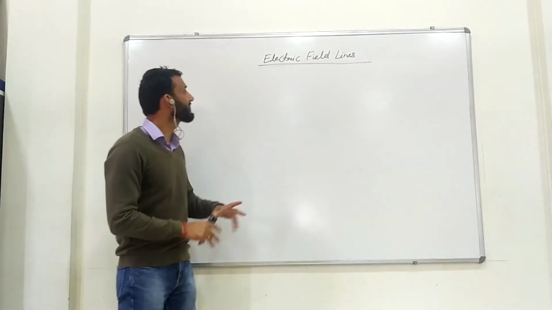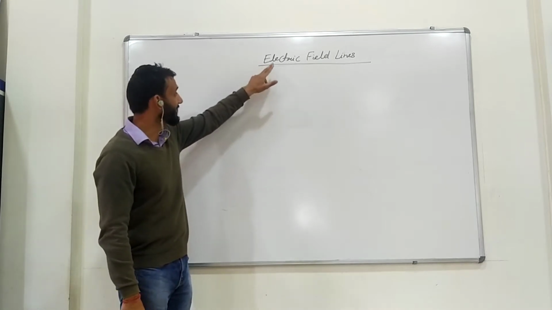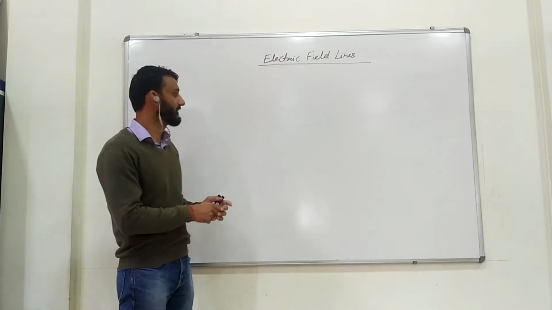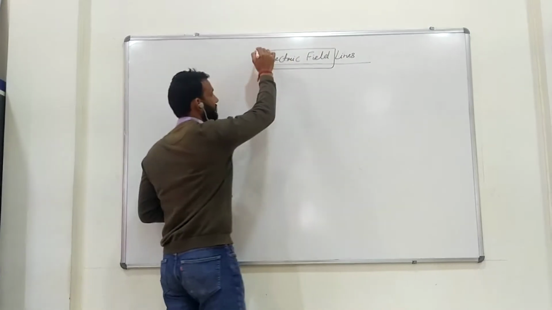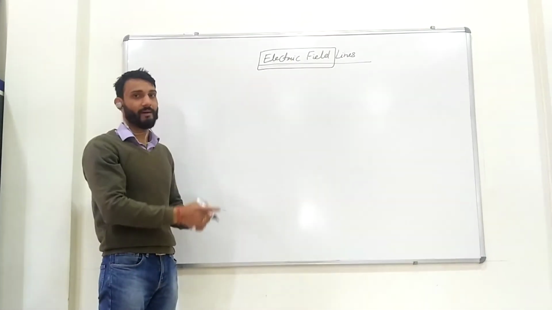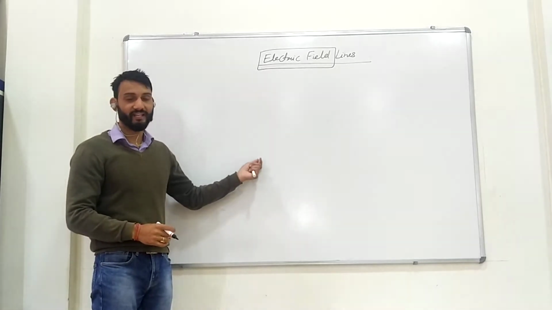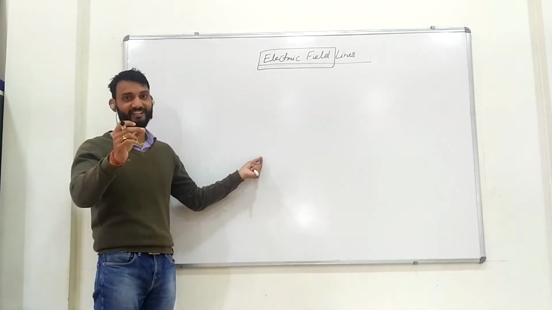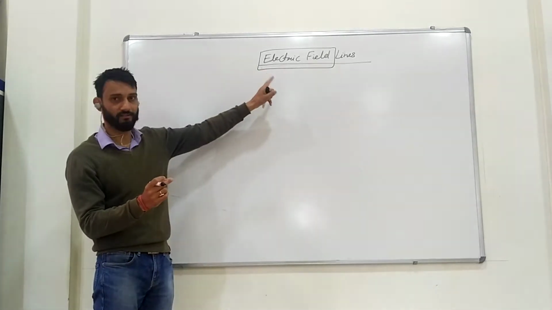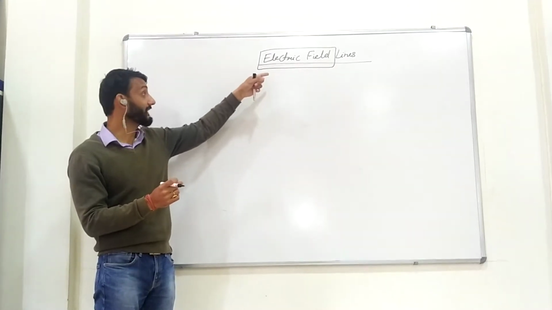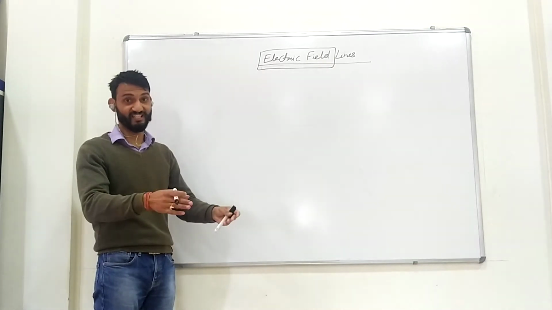Today we study another topic of the chapter Electric Field, and today we study about electric field lines. In the previous class we understood the electric field, which is the space around the charge up to which its effect can be experienced, and that we can find out by bringing a unit positive charge into the vicinity of this charge. But how do we represent this electric field? This electric field is not something physical which we can see.